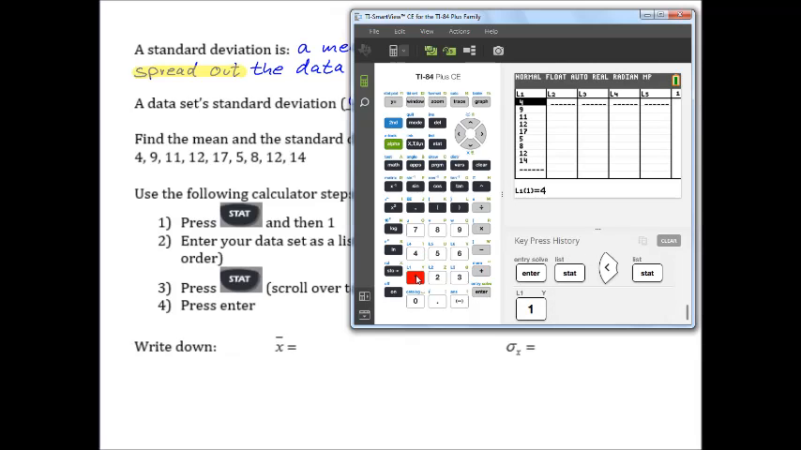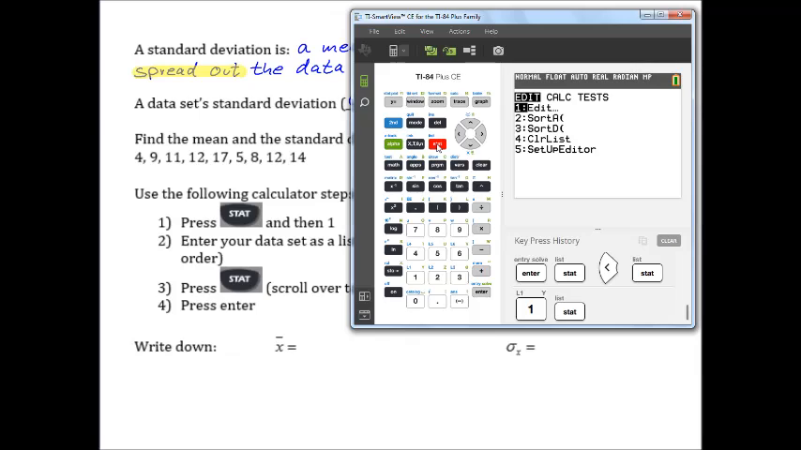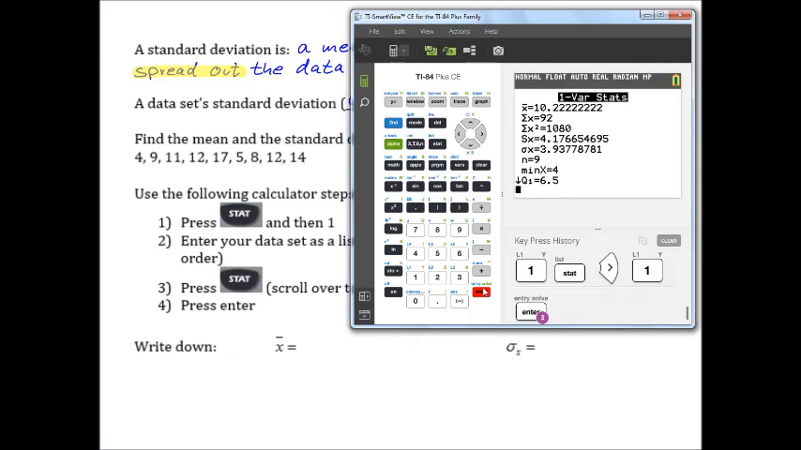When we're done putting the data into the table, we press stat again, go over to calc, and press 1. And depending on the operating system of your calculator, you have to just keep going all the way down to calculate, press enter, and that will give you a number of various statistics. The two important ones we need here for today are x bar, that's your mean, and further down we get sigma x, that is your standard deviation.